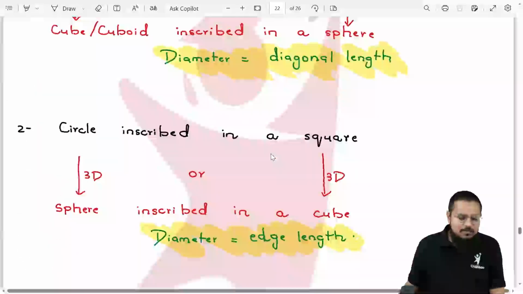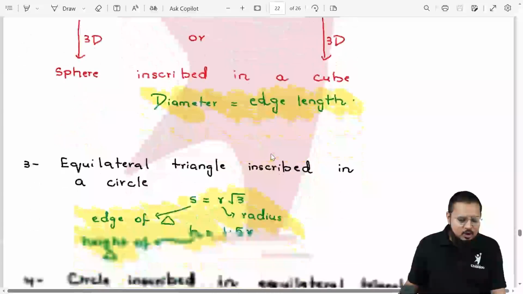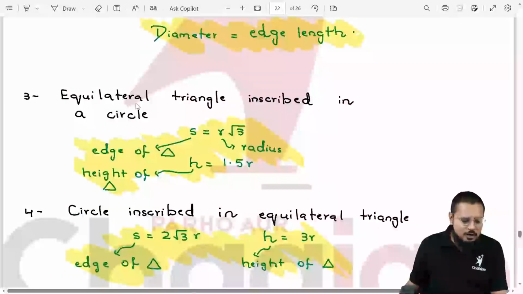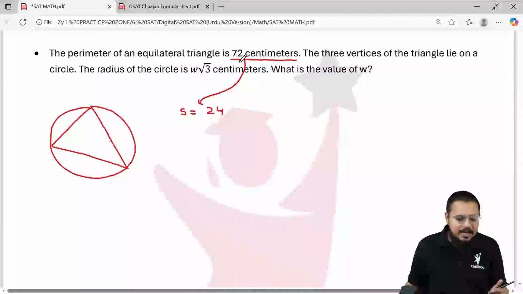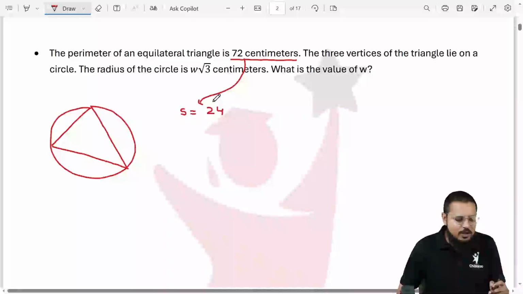So I converted some theorems and I shared those theorems with my students. For example, if you look over here, when an equilateral triangle is inscribed in a circle, what's the formula? The side length of that equilateral triangle is always equivalent to the radius of the circle times √3. Okay, do we know the side length of this equilateral triangle? Yes, each side length is 24 centimeters.